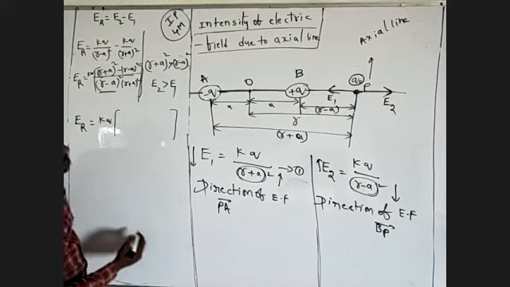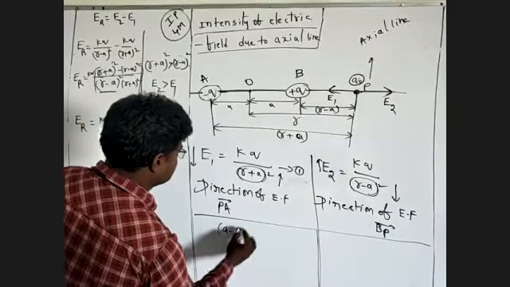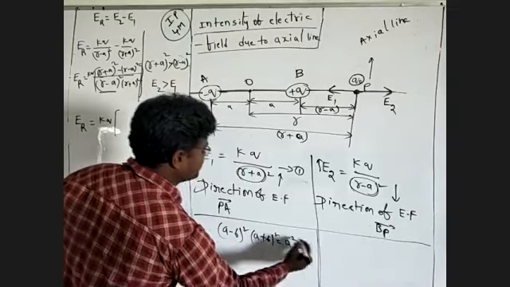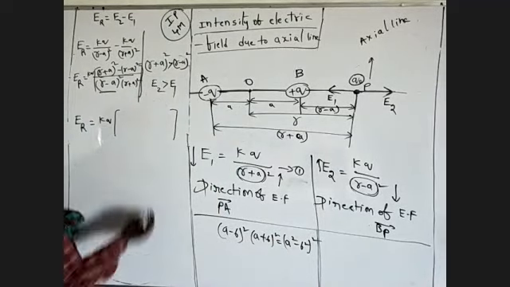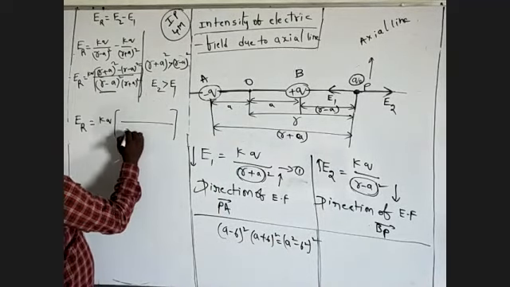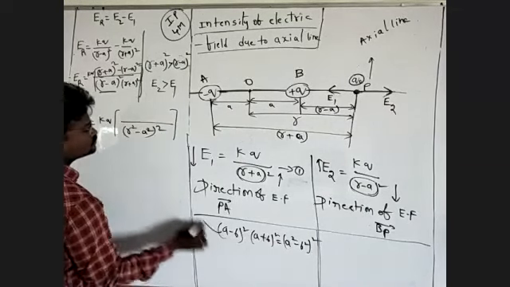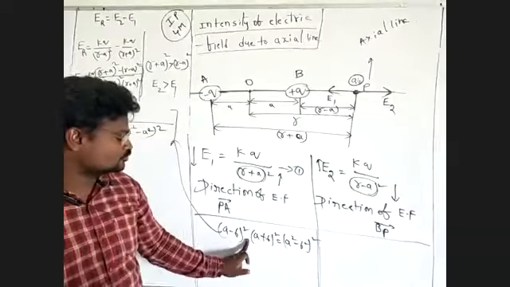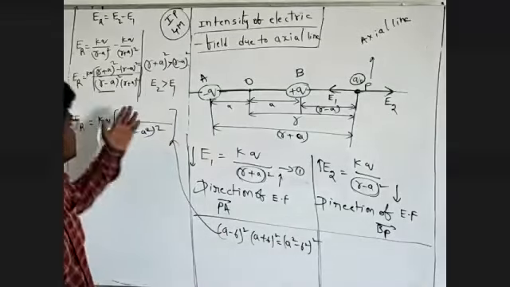We know, so what will happen in this situation? A minus B whole square into A plus B whole square is equal to A square minus B square, whole square. Now I'm taking R square minus A square, whole square, in this way.